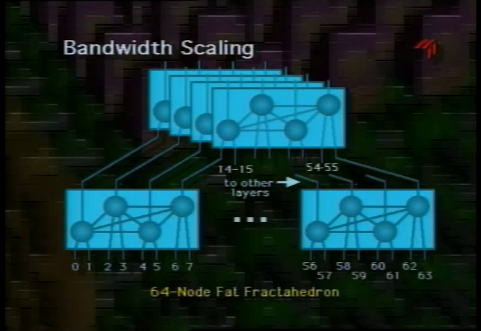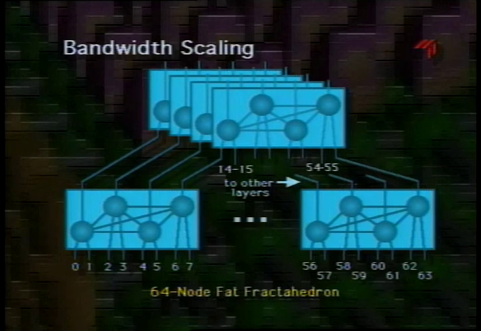If we have a more demanding application where the bandwidth needs to scale, we can make use of the other connections at each of the corners of the lower level tetrahedrons. So here is a diagram that shows what we call a fat fractahedron, which is a similar structure to the fat tree, but rather than having individual routers, we have a tetrahedron at each of the branching points.